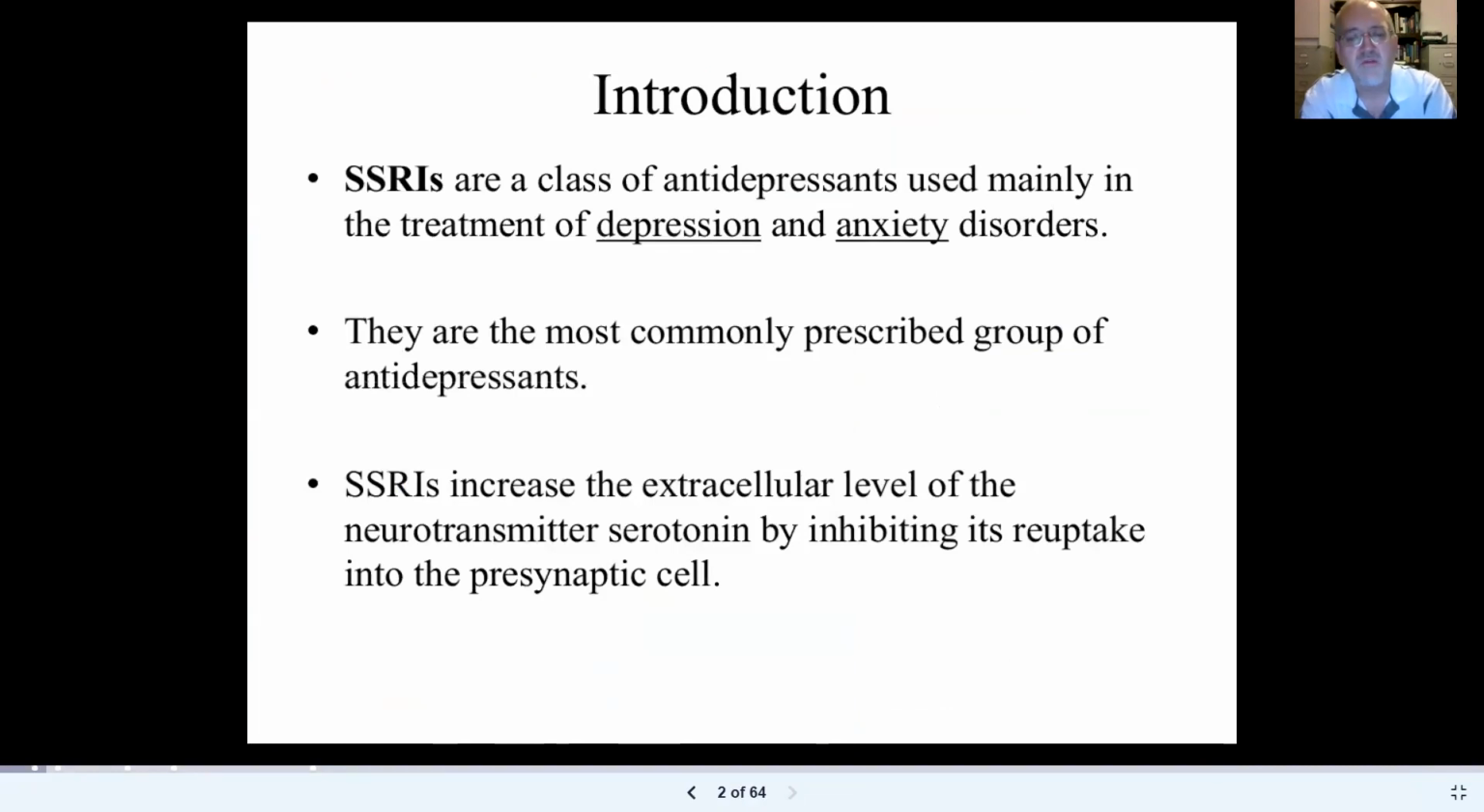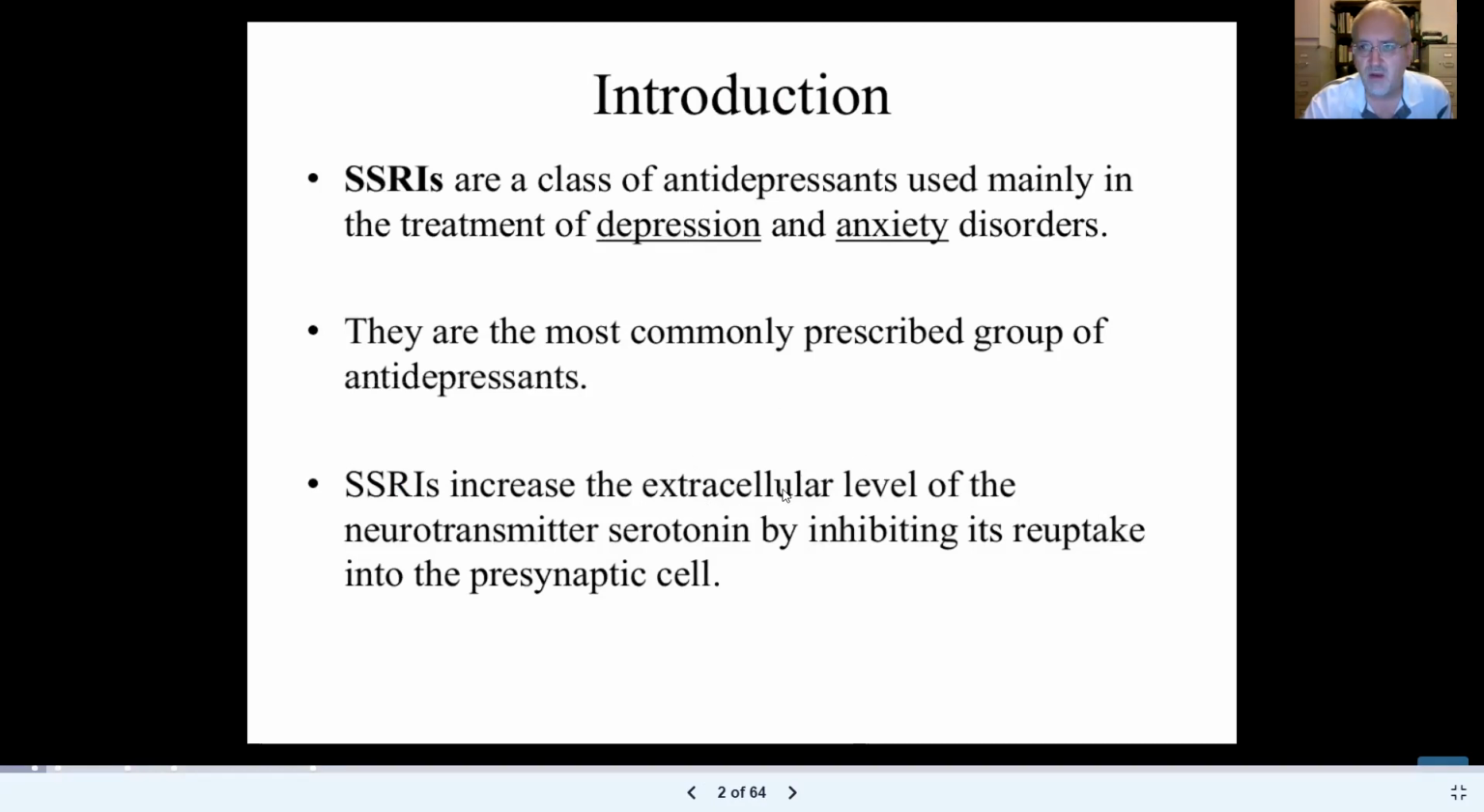Okay, now look at this last one. SSRIs increase the extracellular level of the neurotransmitter serotonin by inhibiting its reuptake into the presynaptic cell. Now, this is what I wanted to start addressing. It ties in a little bit of what we talked about in class last time, but I want to cover it a little bit. Notice the terminology may be rather complex, but look at what it's saying.